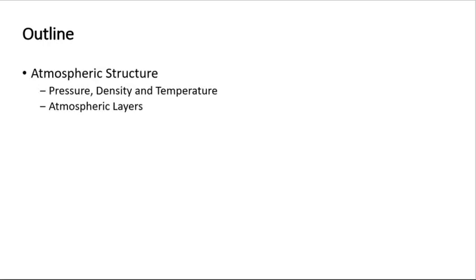The outline of this lecture is as follows. First, we will cover the vertical structure of the atmosphere. Specifically, we will see how atmospheric pressure, density, and temperature typically vary over the depth of the Earth's atmosphere, and how as a result of this, we can classify the atmosphere into distinct layers, each with unique characteristics.